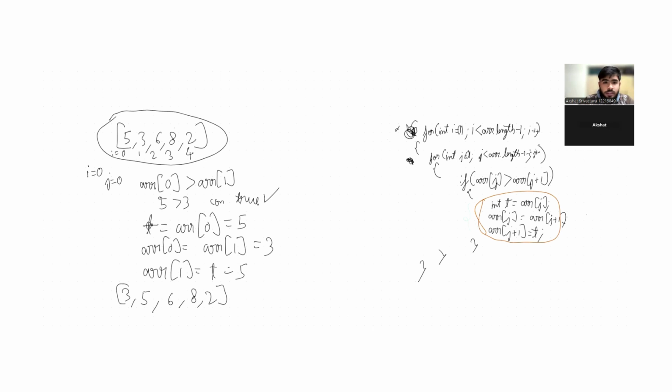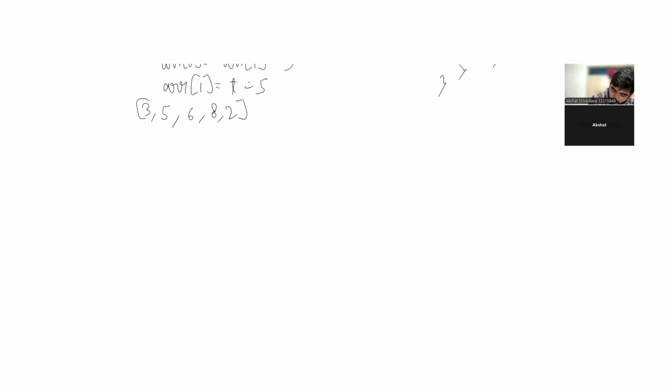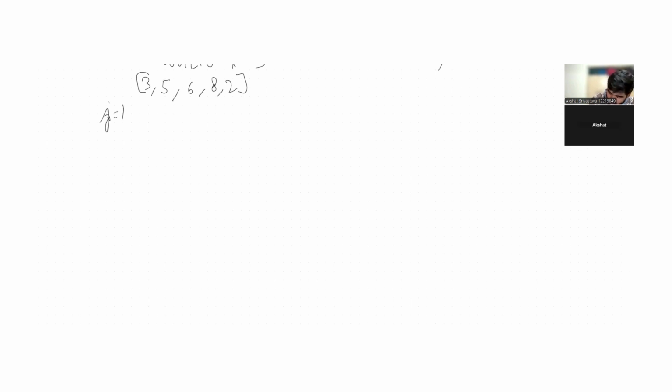So we have done this. After that, the loop will increment the value of j, and for j equals 1, we will see if ARR[1] is greater than ARR[2]. Over here we can see 5 greater than 6, condition false. So no execution, and our loop will go on.